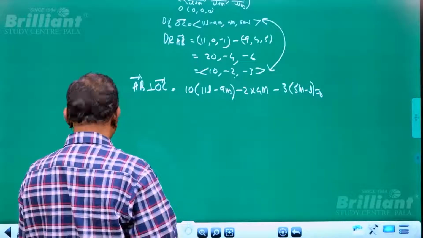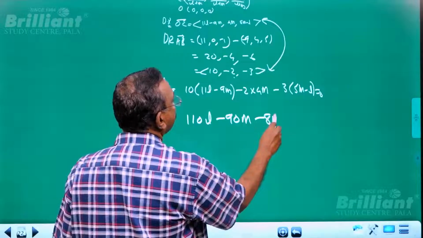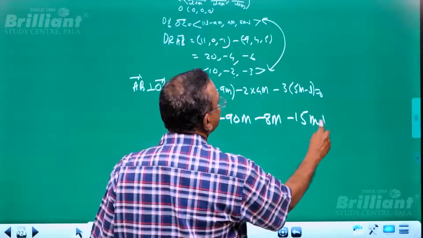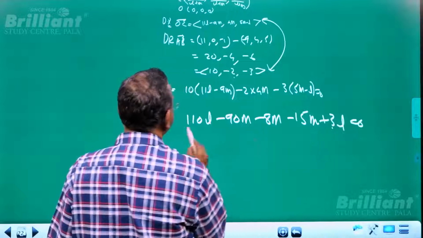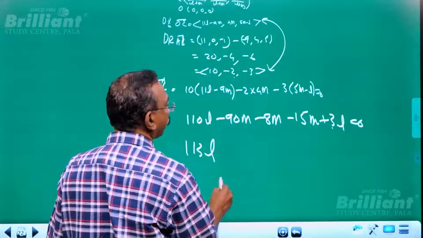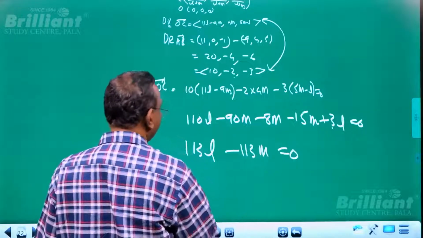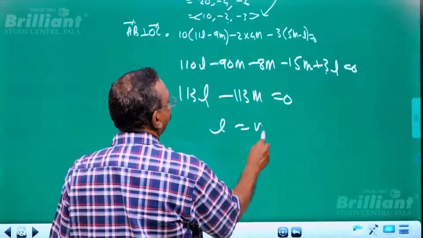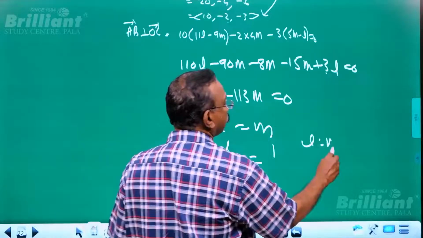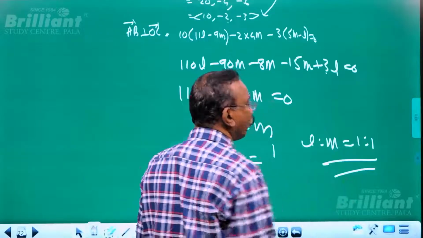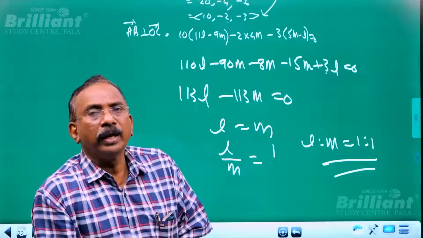Therefore, 110L minus 90M minus 8M minus 15M plus 3L is 0. So that's 113L minus 113M is equal to 0. So L is equal to M, or L by M is equal to 1, or L is to M is equal to 1 is to 1. 1 is the required ratio. So option 3 is the answer. So we can find the answer in this pattern.